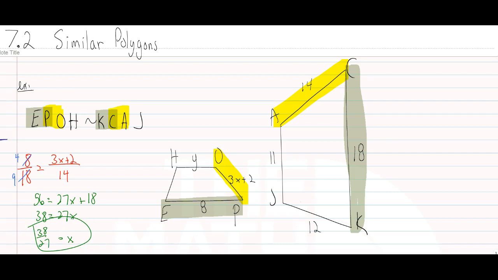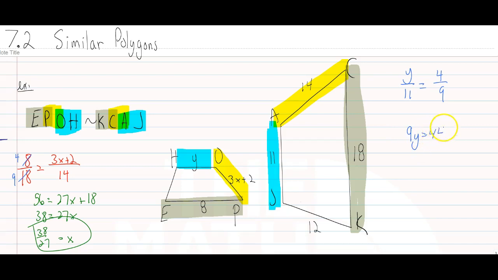The other thing we're looking to find here is the value of y, and segment HO is corresponding to segment JA, so we have y over 11. Y over 11 is in that same ratio that we started off with, the 8 over 18, which we simplified down to 4 over 9, so we'll cross multiply again. 9y equals 44. Divide both sides by 9, and y is equal to 44 over 9.